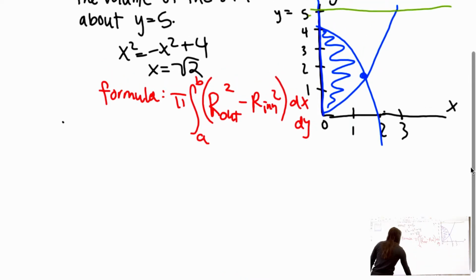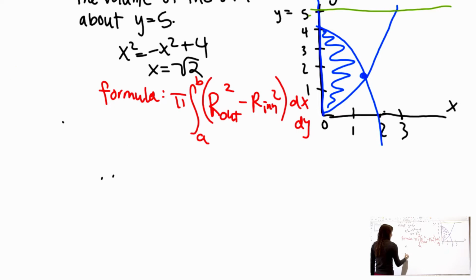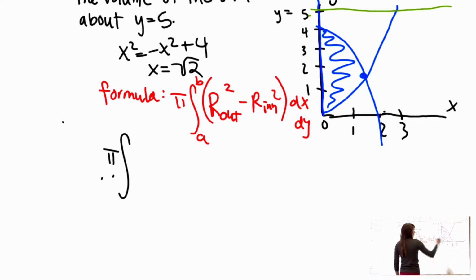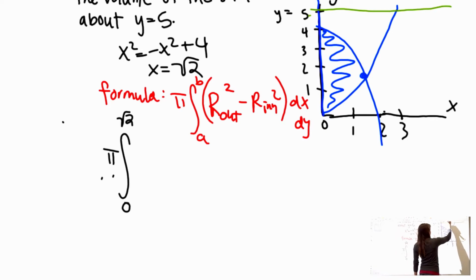So we have the integral, pi in front, and we know we're going from here to here. When we found that that was root 2, so we're going to go 0 to root 2. And now let's look at what our outer radius is. So we're going from this line, so our outer radius is going to go all the way down to this line, and our inner radius is going to go from this line to this one.